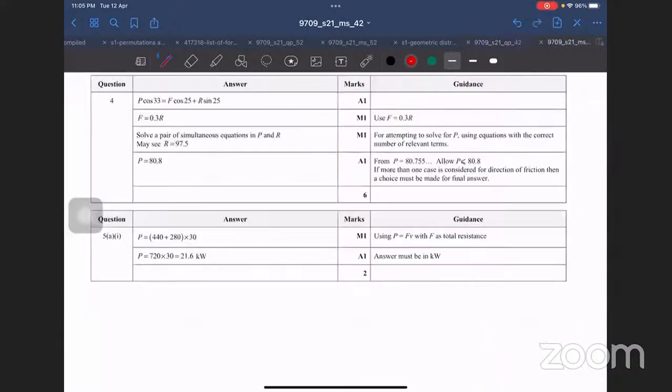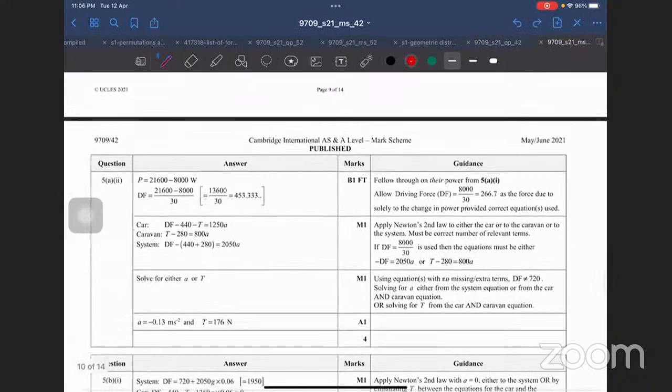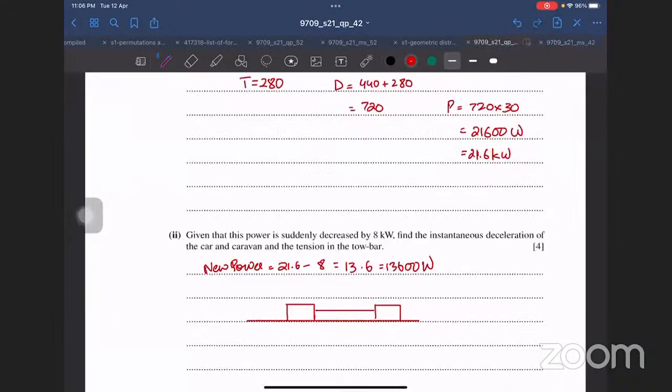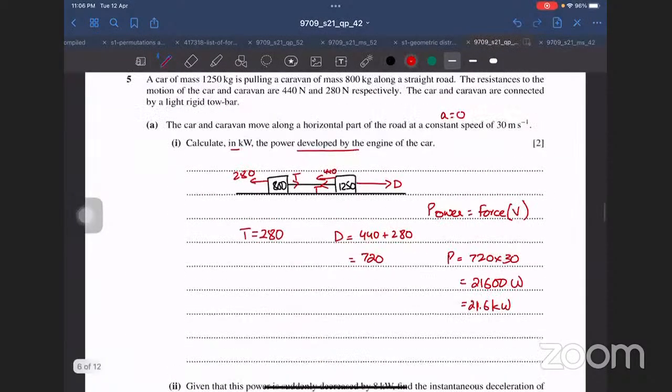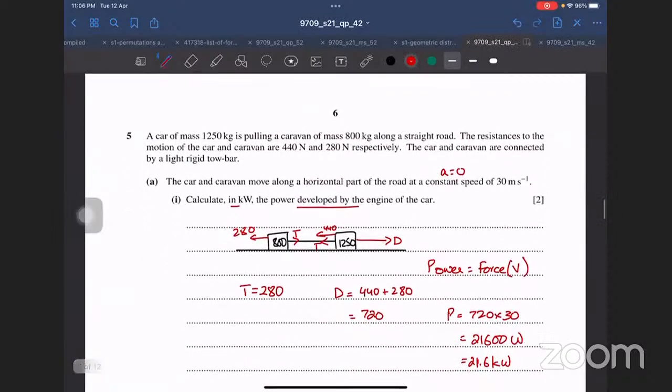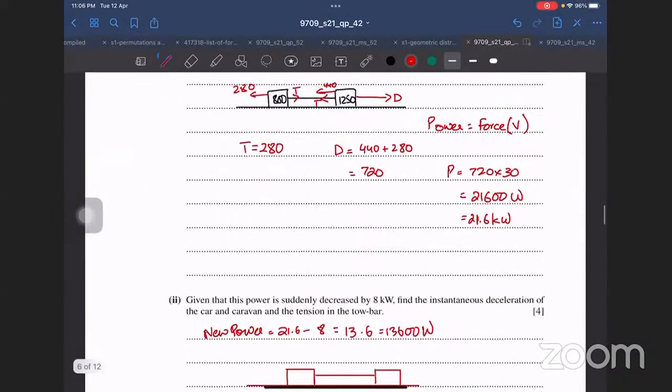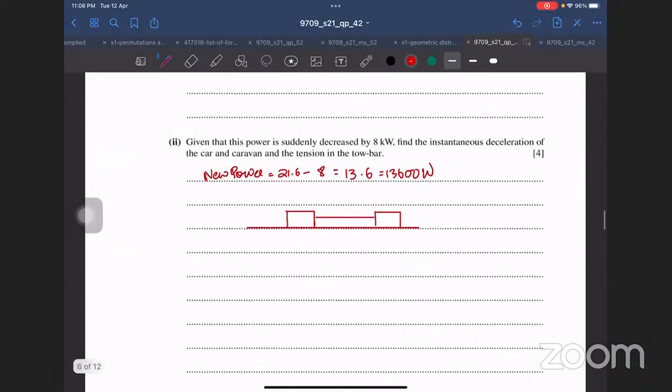Just want to see one thing. Okay. So the speed remains constant because that is part A and this is part 2 of part A, which means that the speed has to remain constant. So the new driving force will be 13,600 divided by 30. So there's a driving force here, there's T here, there's T here, there's 280, and then there's 440.